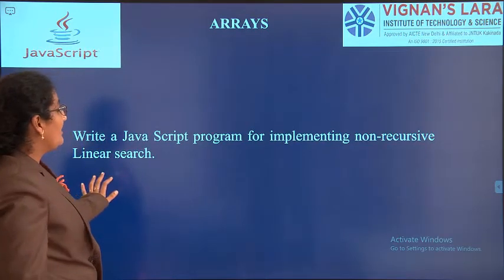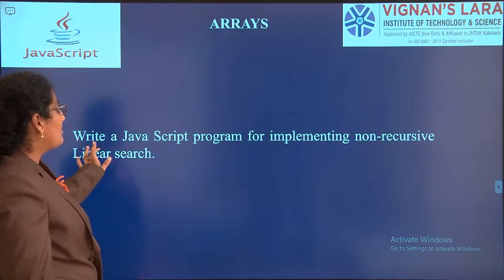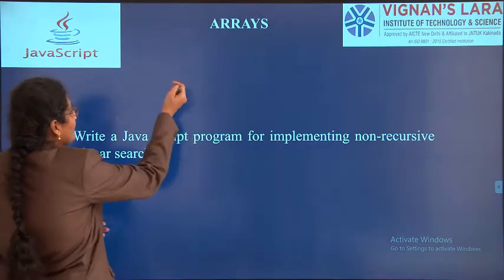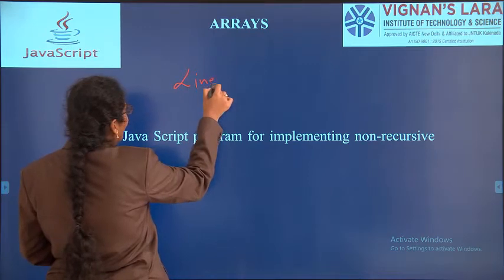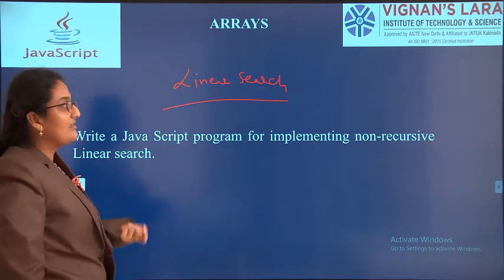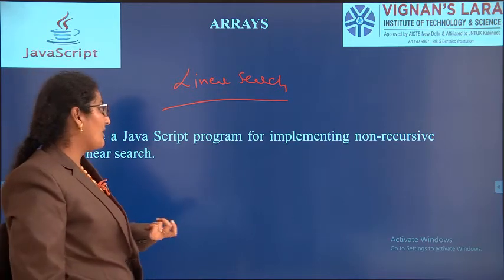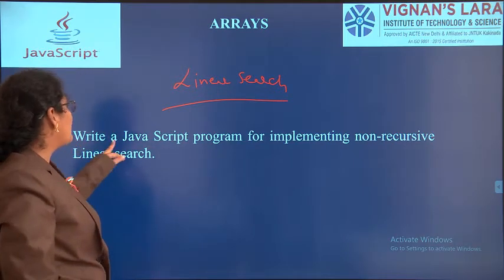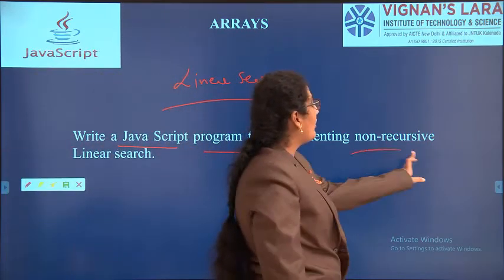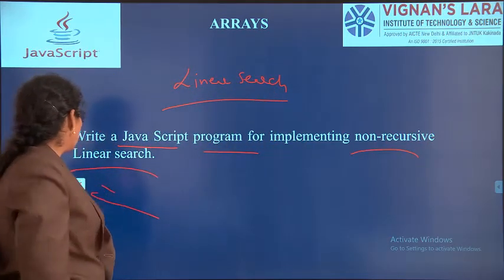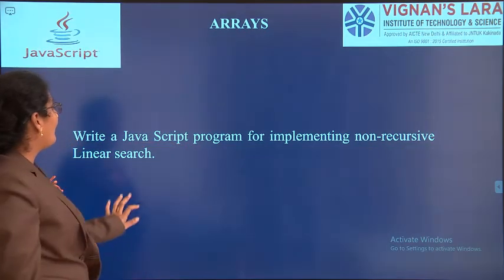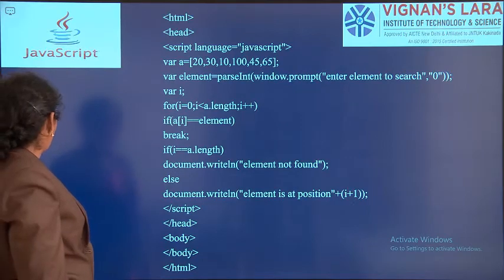So now let us see, using arrays only, the program for non-recursive linear search. While studying data structures, you already know what linear search is: searching the array elements, performing sorting, you already know all these things. Now using JavaScript, I want to write a program which will implement non-recursive linear search. So this is that program.